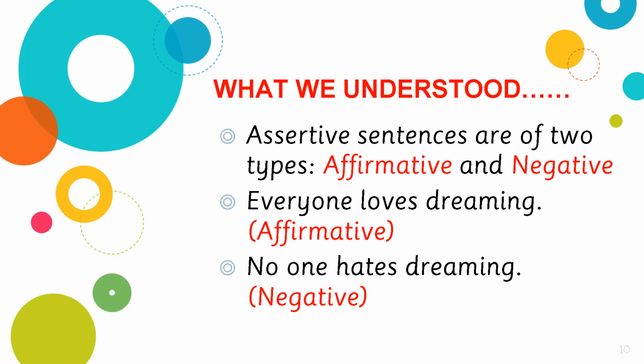Through the story of Zwinky and Kea, we understood that assertive sentences are of two types, affirmative and negative. The sentence said by Zwinky was, everyone loves dreaming. This is an affirmative sentence. In other words, it's a positive sentence. Whereas the sentence said by Kea was, no one hates dreaming. This also conveys the same message as Zwinky, but this is a negative sentence with the word no in it.